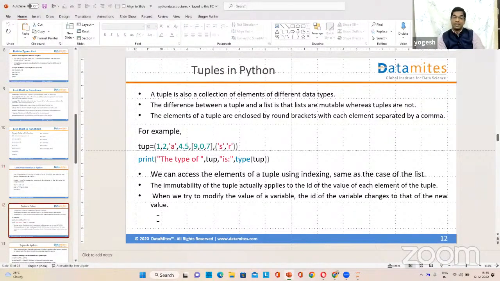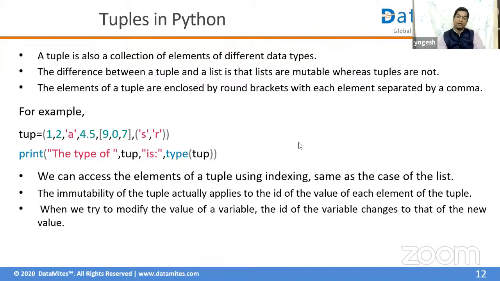Now let us proceed with tuples, the next one. What is the difference between list and tuples? This is a very important thing which we need to understand. Now, in a list, you can have duplicate values. In a list, it is based on indexing, all that we have seen.